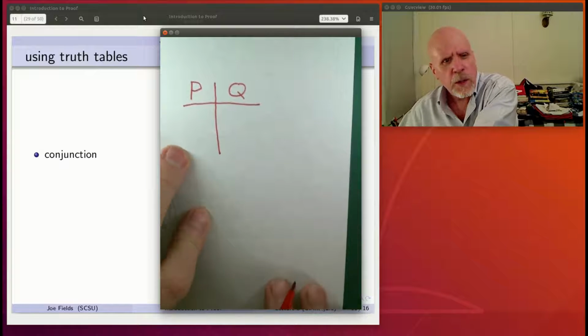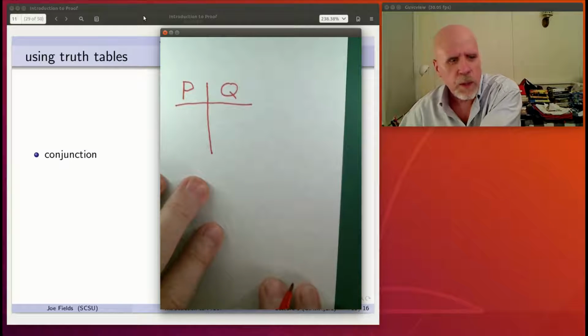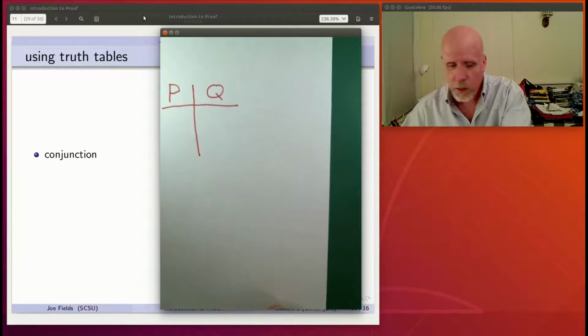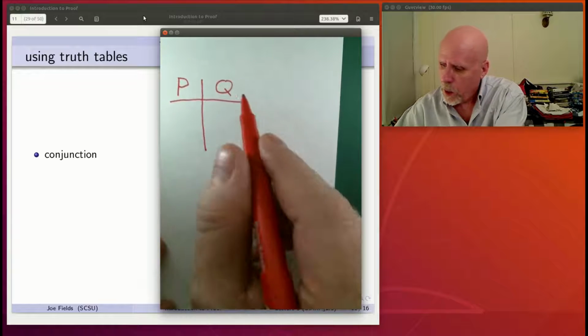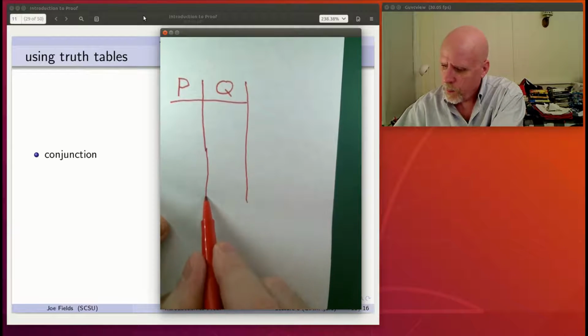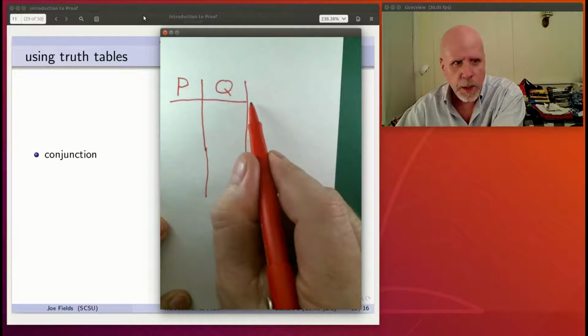But P and Q are actually more commonly used in logic texts. So I don't know why. I think it might go back to like ancient Greece or something. They used P and Q there. So we're going to make all four possible combinations of true and false for P and Q.